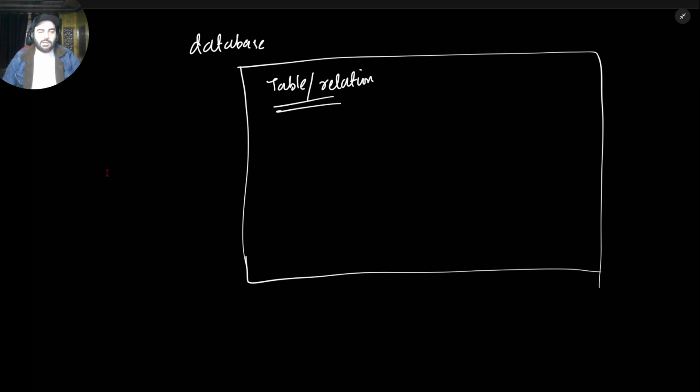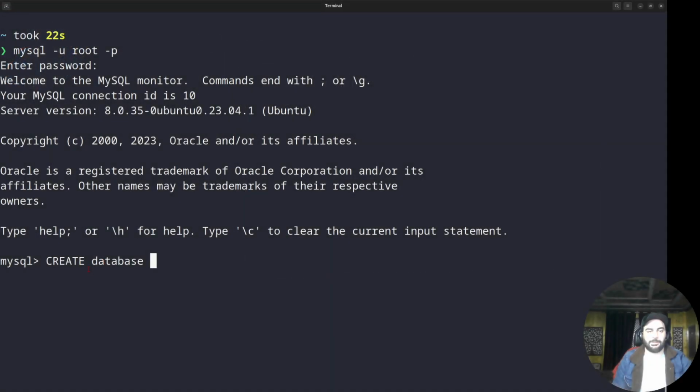There is a command called create. You can write it in caps or in small case. It doesn't really matter, but usually there is a norm that when you are writing an SQL query, you write these keywords in capital letters. You'll be seeing it like this: create, and then you'll write database. Create is a keyword. Then you will write the name of the database.